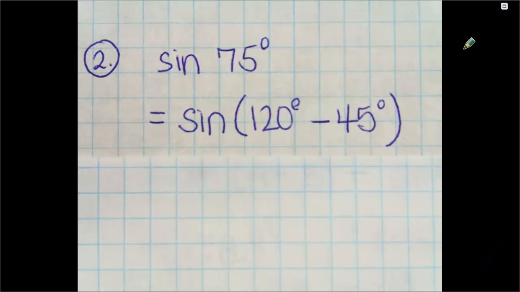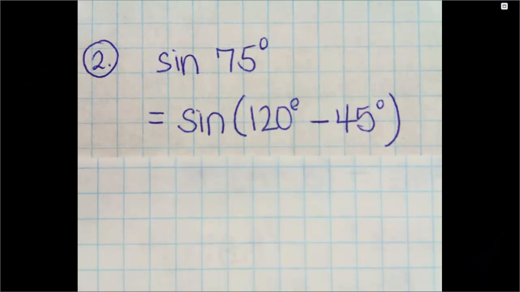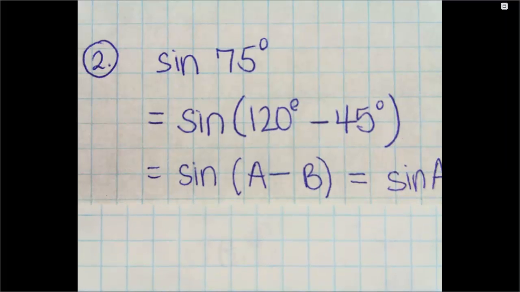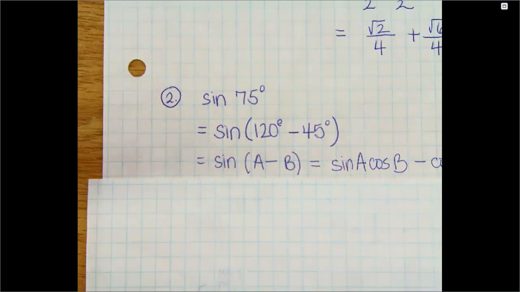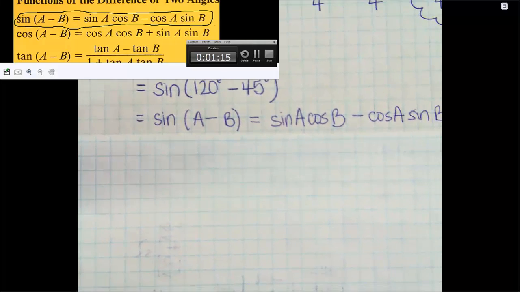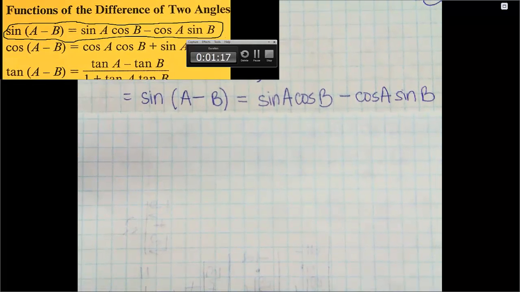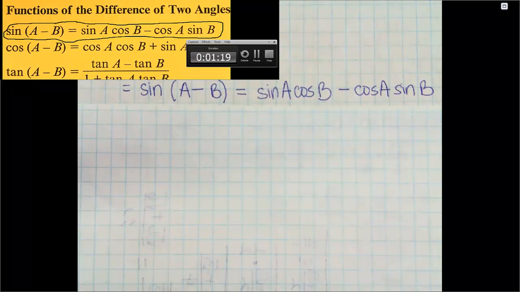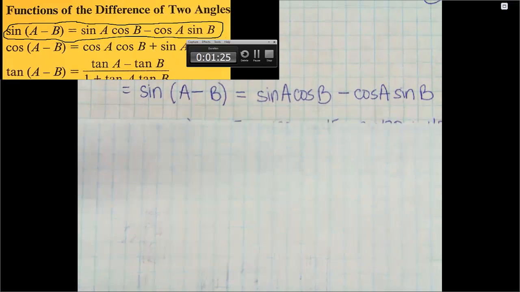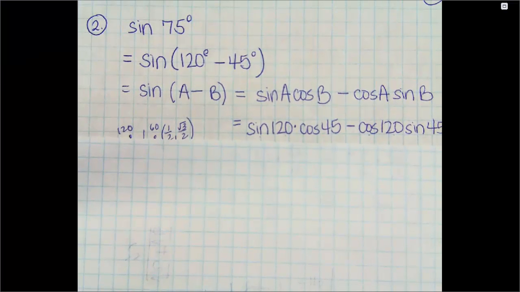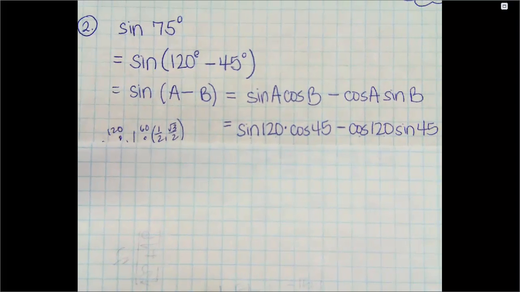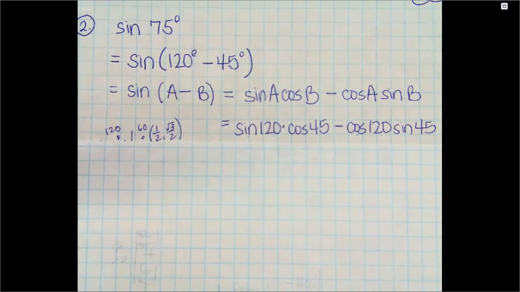75 is 120 minus 45. So I can rename that as sine of A minus B. Go to my formula sheet, find the difference of angles formula for sine. Sine of A minus B is sine A cosine B minus cosine A sine B. Again, don't memorize, just know where to look. I replace A with 120 and B with 45 throughout my formula. And again, these are unit circle values, things I need to know well.